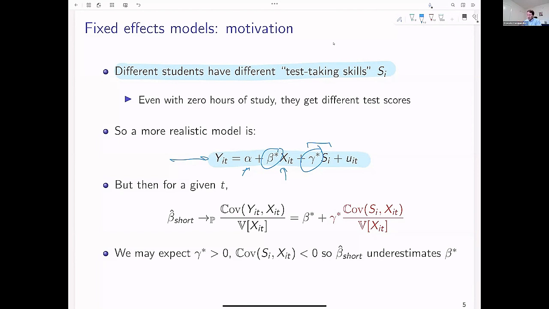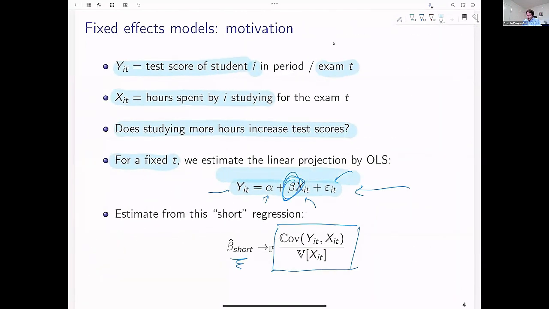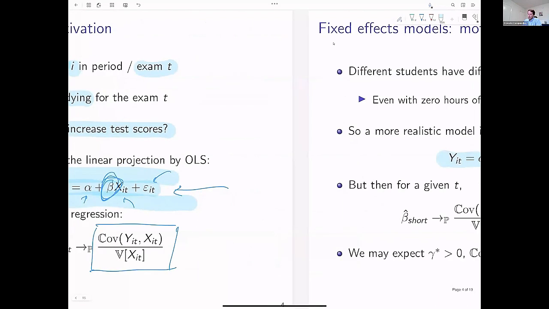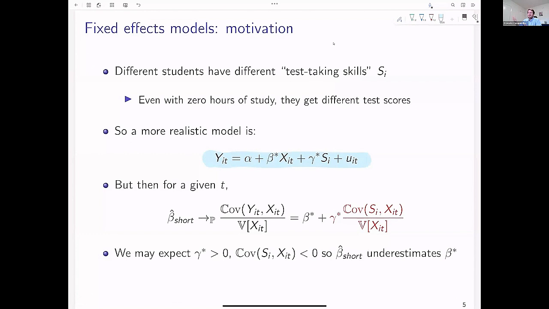Okay, so we may think that this model, let me clean this so it looks a little bit better. Okay, so now we consider this model here. And maybe that's a more realistic representation of what determines test scores, but that is not what we estimated, right? Remember, what we estimated was this short regression where we only included hours of study. So the question is, if we run this regression of test scores on hours of study, but we know that there's an additional variable that is test-taking skills, then what are we actually estimating with this short regression?